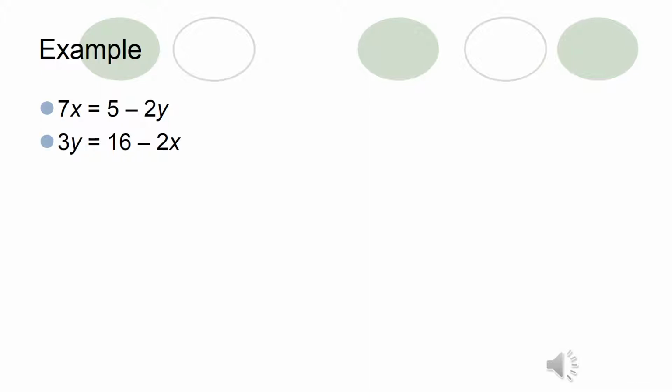Here's an example for you to try. Pause the video to give yourself a chance to do the example. So the first thing I did was to get both equations into standard form. I did the top one by adding 2y to both sides, and the bottom one by adding 2x to both sides. Now I need to eliminate one of the variables.